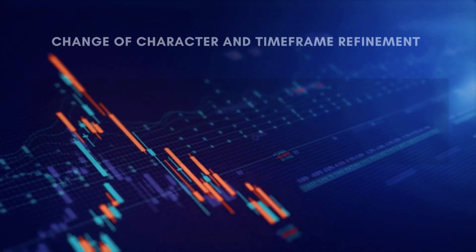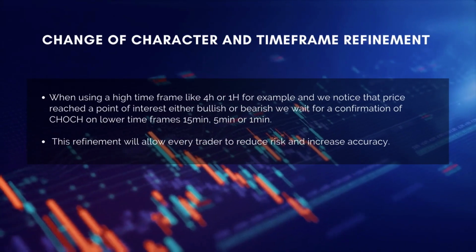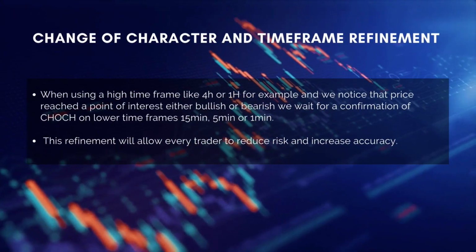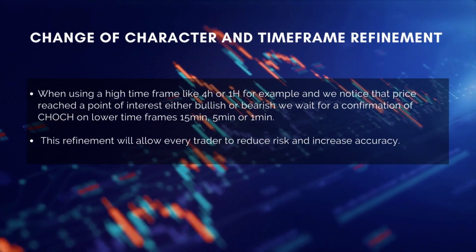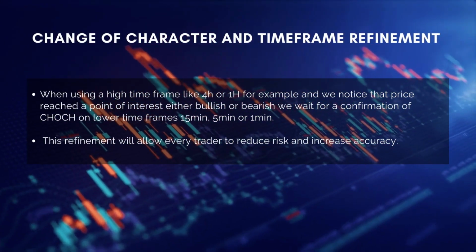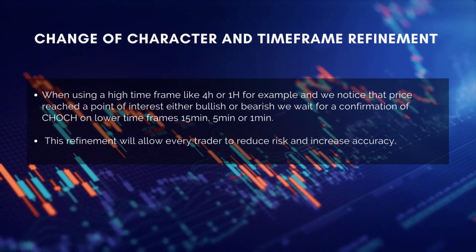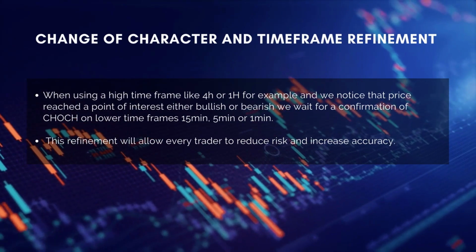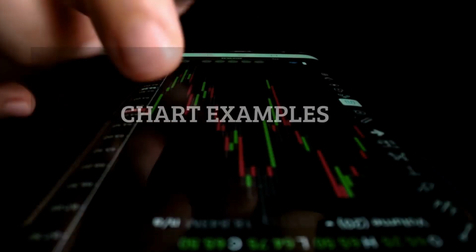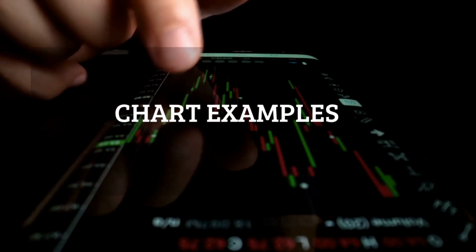Change of character and time frame refinement. When using a high time frame, for example 4 hour or 1 hour, and we notice that price reached a point of interest, either bullish or bearish, we wait for confirmation of change of character on lower time frames, 5 minutes and 1 minute. This refinement is a must to reduce risk and increase accuracy as well. Let's move on now to the chart to see some examples so that you can understand this concept better.